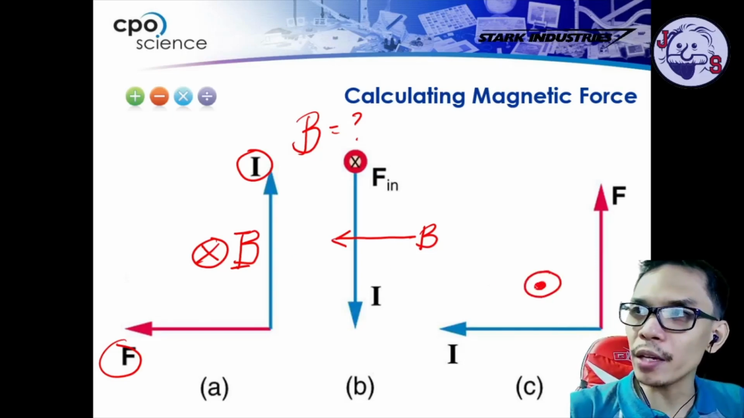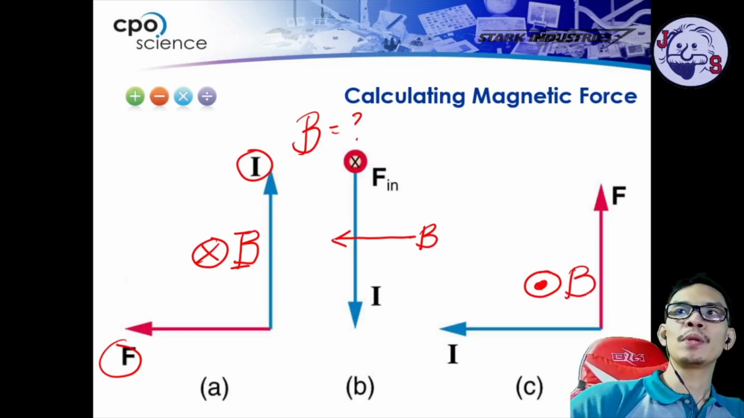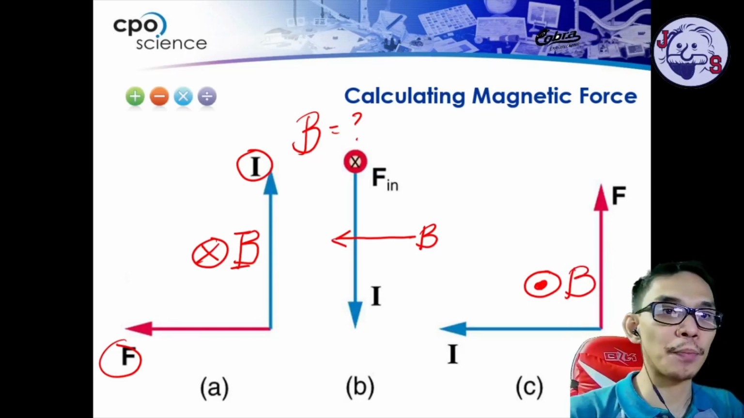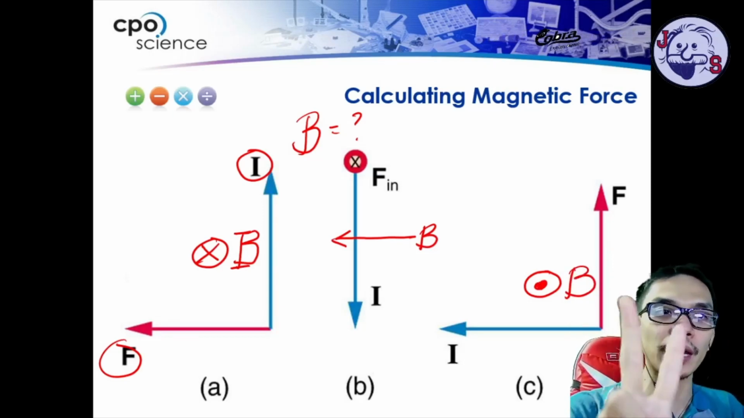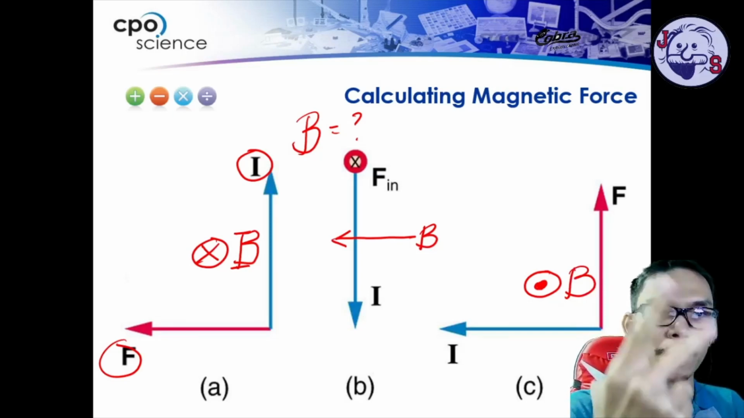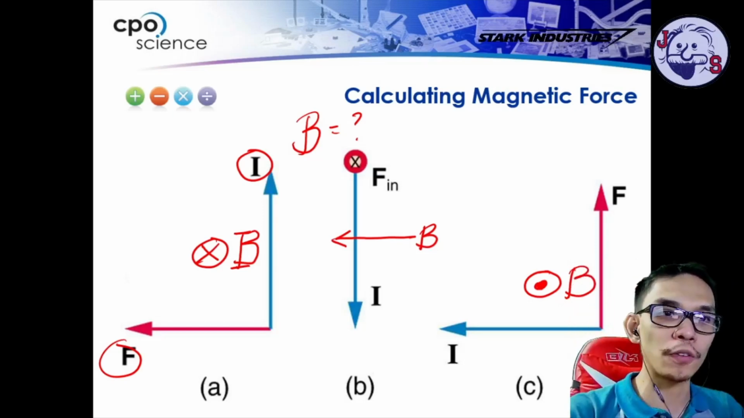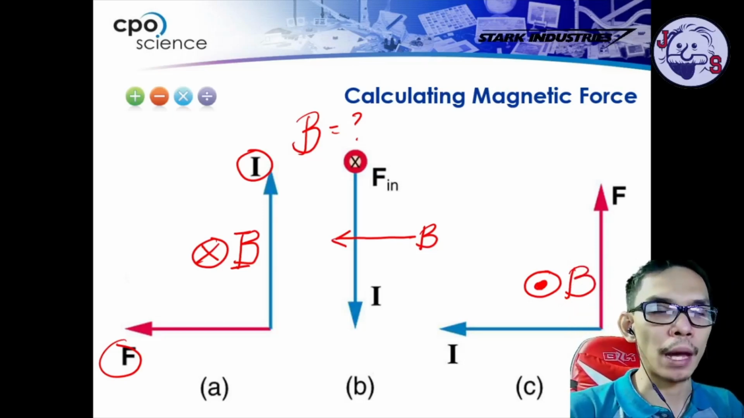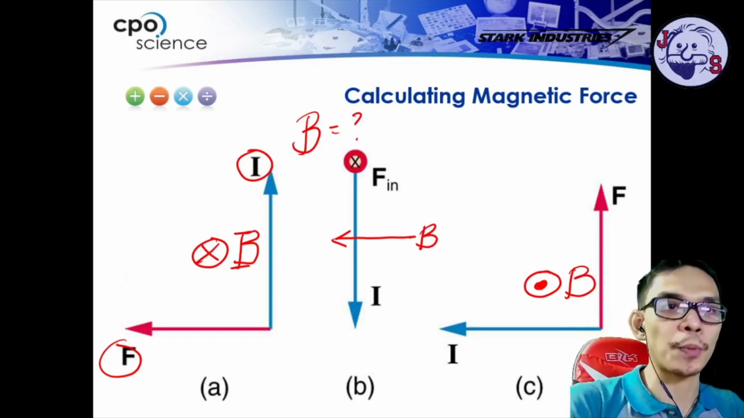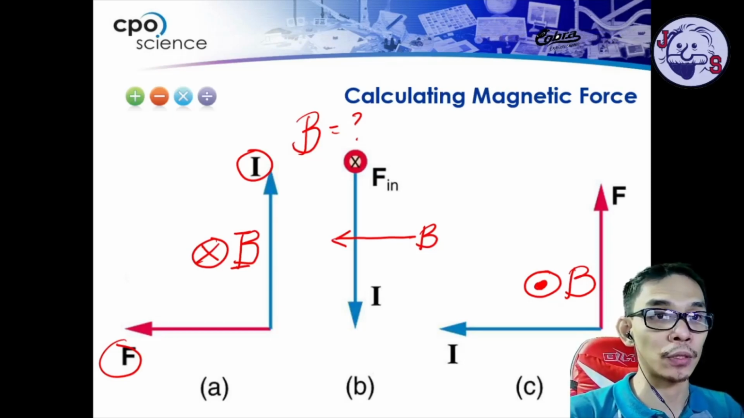So it is moving away, or the magnetic field is moving away from the screen. So these are the three examples of how you will use your second right-hand rule in order to find out the direction of force, the direction of the magnetic field, and the direction of the current. Don't forget the right-hand rule number 2. Basically, this part is all about the magnetic force on a current carrying conductor.